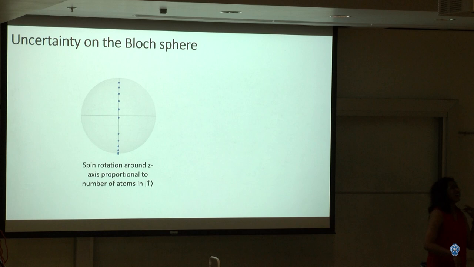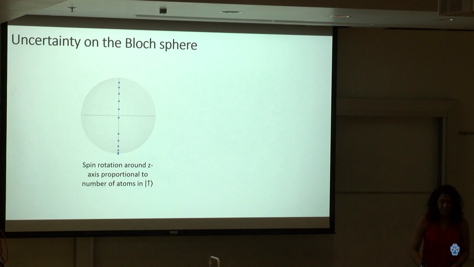Larmor precession, yeah. So any spin in a magnetic field will want to rotate around that magnetic field. So it turns out that if you are surrounded by more up atoms than down atoms, you're going to spin in one direction. If you're surrounded by more down atoms than up atoms, you'll spin in the other direction.